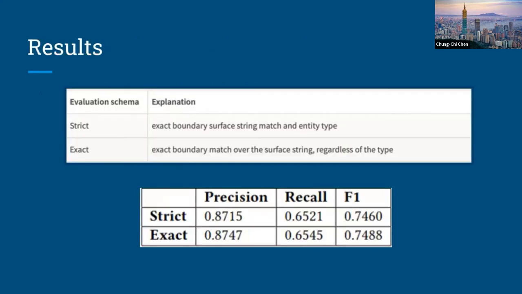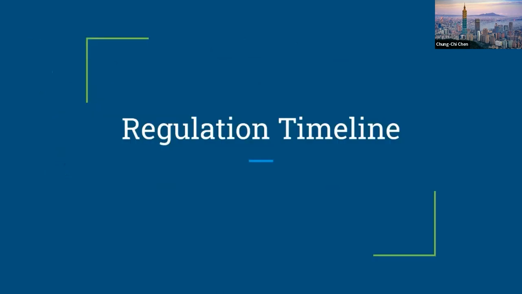We used two evaluation schemas, strict and exact, and both of them gave an F1 score of around 0.74, with a precision of 0.87 and recall of around 0.65.